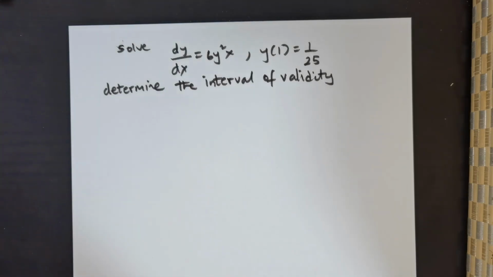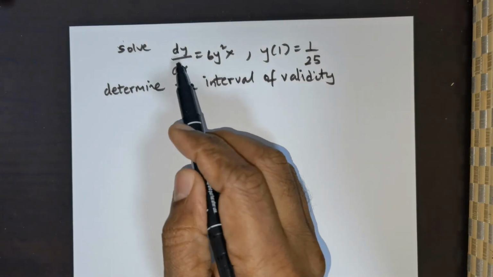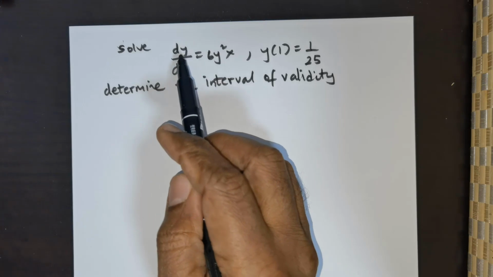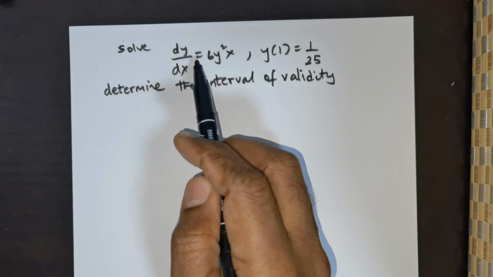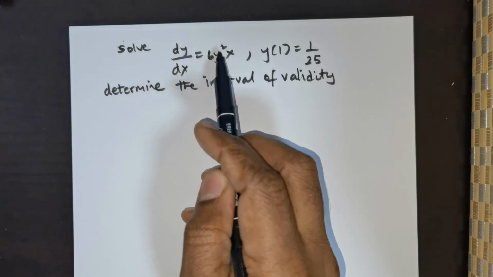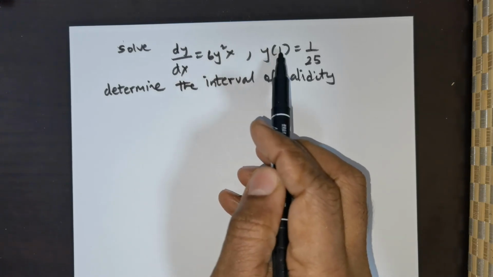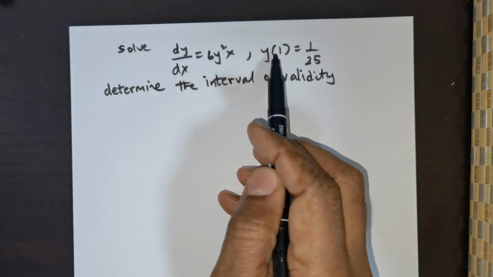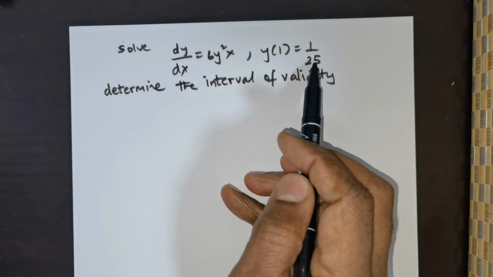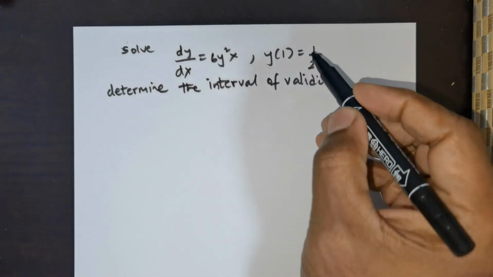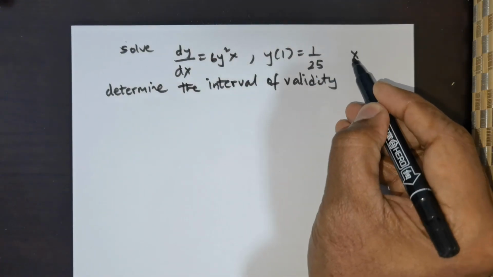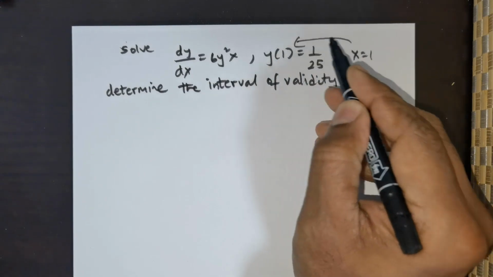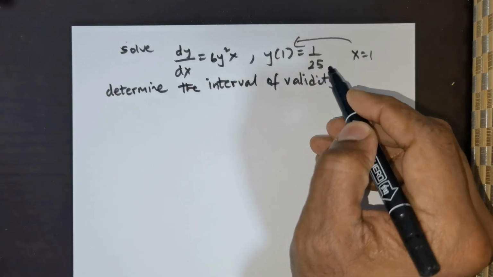Okay, we've got an interesting differential equation. This is given as dy over dx is equal to 6 times y squared x, with the boundary condition that y of 1 is equal to 1 over 25. So the meaning is, when x takes the value 1, the function takes the value 1 over 25.